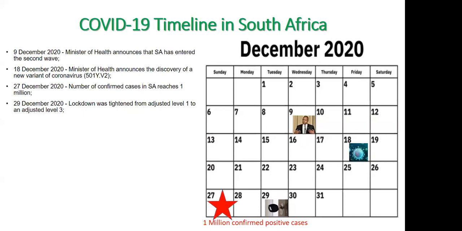By the 27th of December 2020, South Africa had reached 1 million confirmed positive cases. And given the increase in incidence at that point in time, the lockdown was tightened from an adjusted level 1 to an adjusted level 3 on the 29th of December 2020. Most people will recall all the beaches, etc., were restricted areas. Yeah, it was not a very happy time.